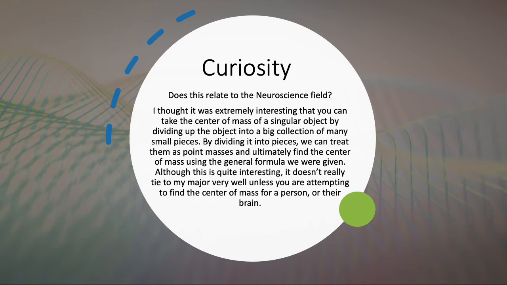So this doesn't really relate to the neuroscience field, but I thought it was super interesting that you can take the center of mass of one object by dividing it up into a huge collection of small pieces that can then be used as the point particle system. And then you basically just use the regular center of mass formula with all the tiny points in order to find the center of mass of the singular object. It doesn't really tie into neuro unless you're attempting to find the center of mass for maybe a person or their brain or something, but I still thought it was really interesting.